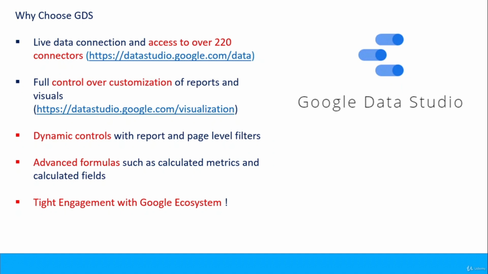There are advanced formulas available for calculating different metrics and fields, which help people take more informed decisions. And Google Data Studio has a tight engagement with the Google ecosystem like BigQuery or Google Sheets and Slides, using which the data can be presented. Collaboration or integration of features of each other is easily possible because of this.